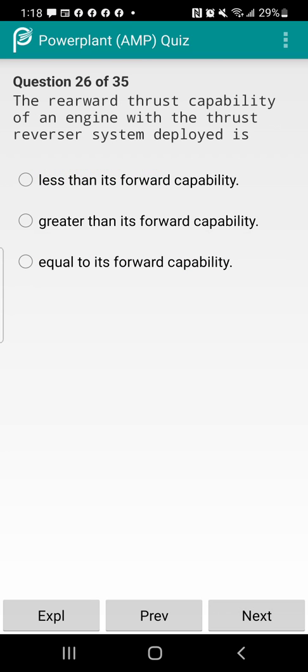The rearward thrust capacity of an engine with the thrust reverser system deployed is less than its forward capacity.